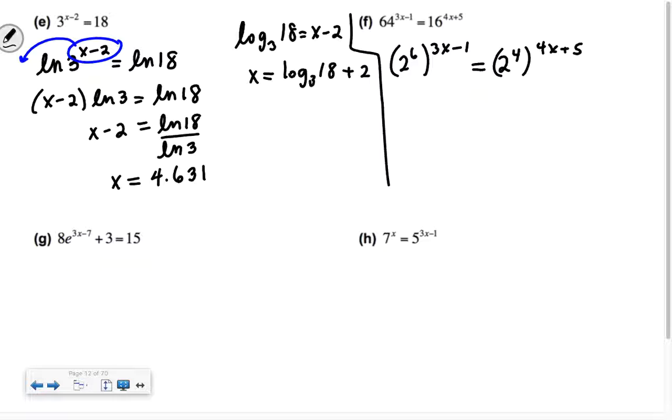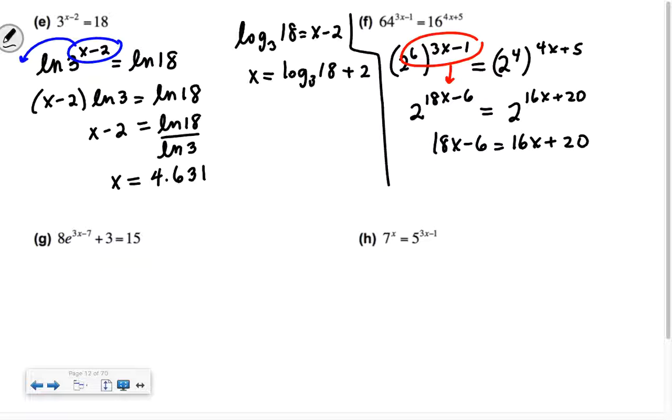So occasionally you can get them to be the same base, and you don't need to use logarithms at all. So this is going to be 2 to the 18x minus 6. We went ahead and distributed and got that. And then we have 2 to the 16x plus 20. If I have 2 to some number equals 2 to another number, those powers have to be exactly the same thing. So we're going to say 18x minus 6 is equal to 16x plus 20. So we get 2x equals 26, so x is equal to 13.